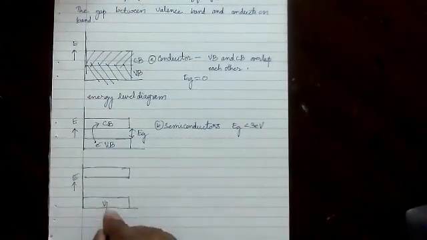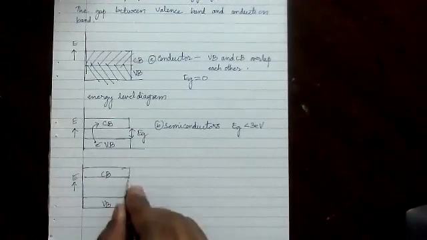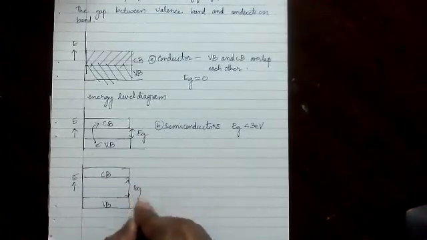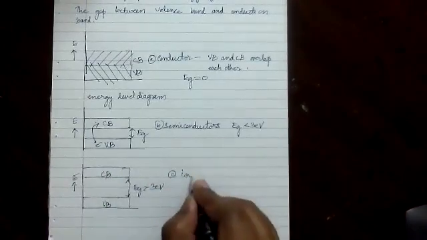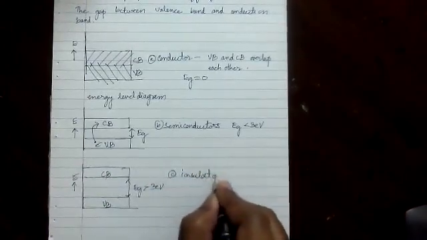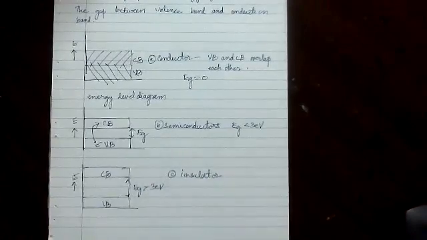So now this is the valence band and this is the conduction band. The energy gap is large. Here the energy gap is more than 3 electron volts. So it requires a lot of energy for that. So the energy gap is greater than 3 electron volts. Now we will quickly discuss what a pure semiconductor and an impure semiconductor are and how they are formed. Is it clear?